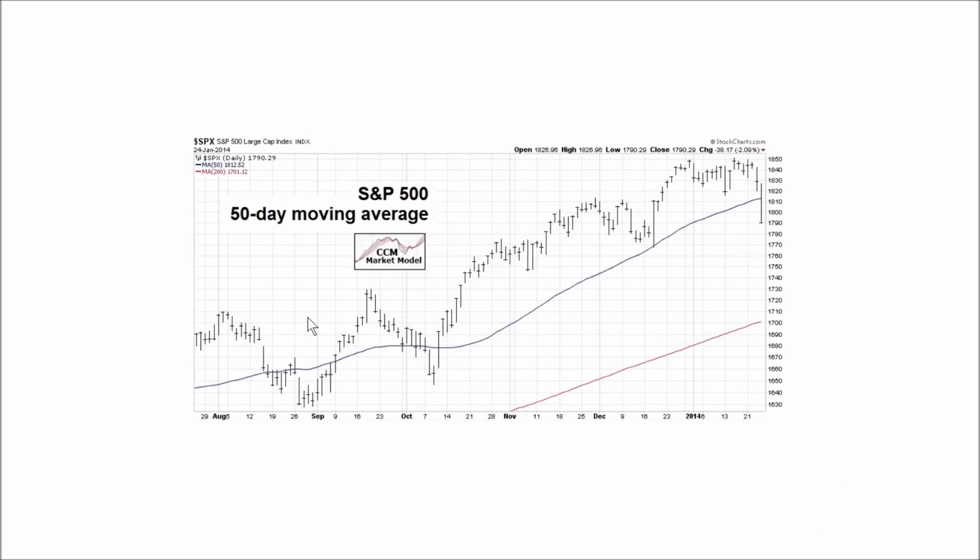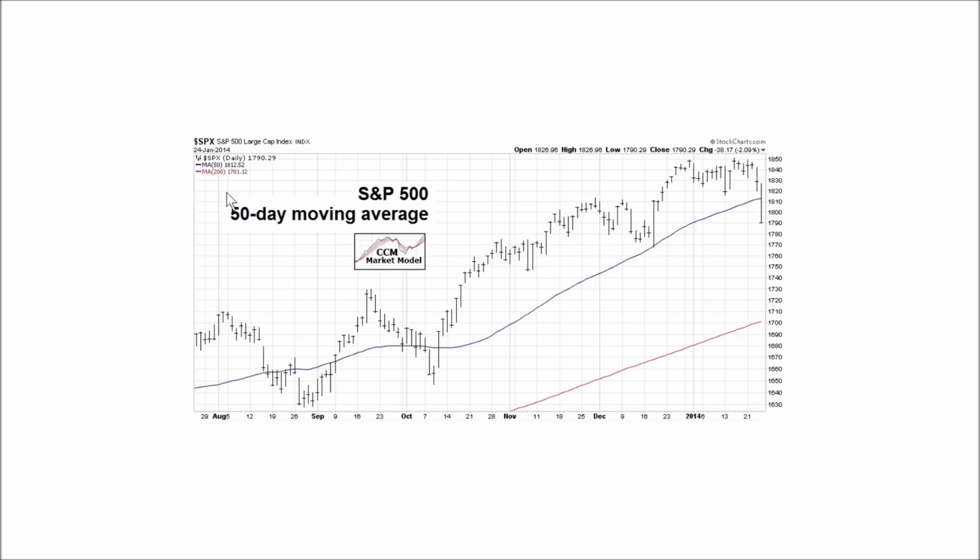The CCM market model tracks numerous moving averages on multiple time frames, on multiple indices, and using multiple risk-on, risk-off ratios. We often show common moving averages such as the 50-day and the 200-day, but the model uses a lot more than common moving averages.